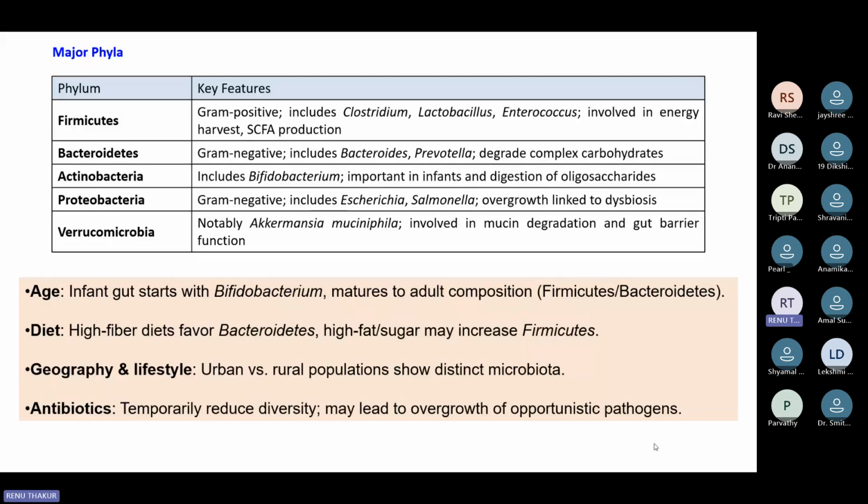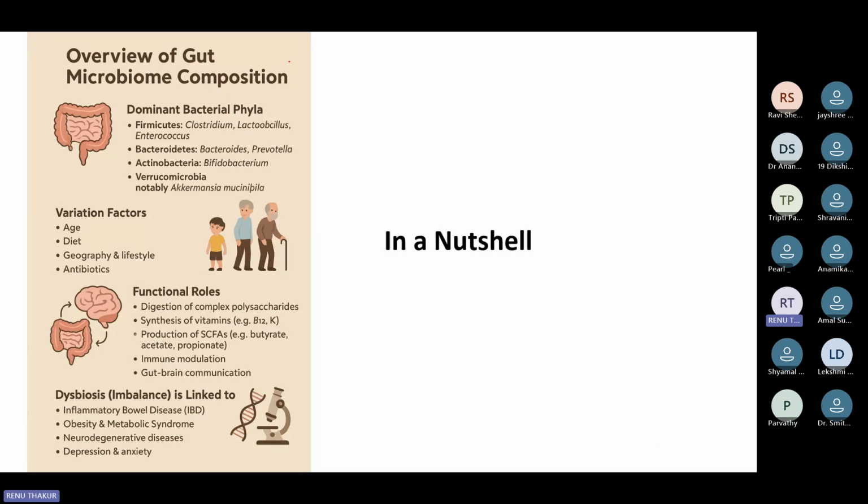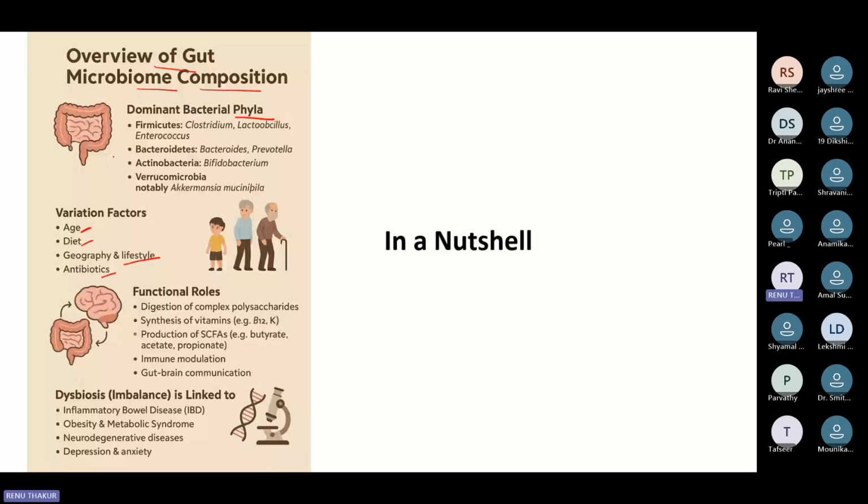What we studied yesterday was the overview of gut microbiome composition. We have studied that there are many phyla in abundant quantity in the microbiome, and it is influenced by many factors like age, diet, location, geography, and antibiotics, whether we are taking any kind of pharmaceutical products or not. All these things influence the normal microbiome, and when it is altered through different environmental factors, it is known as dysbiosis.